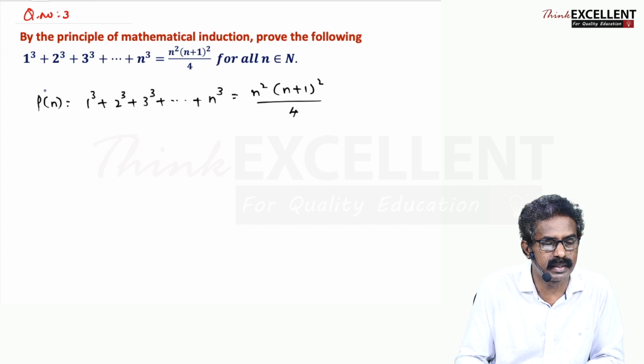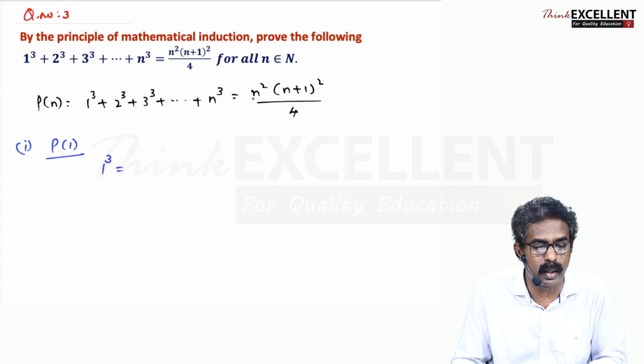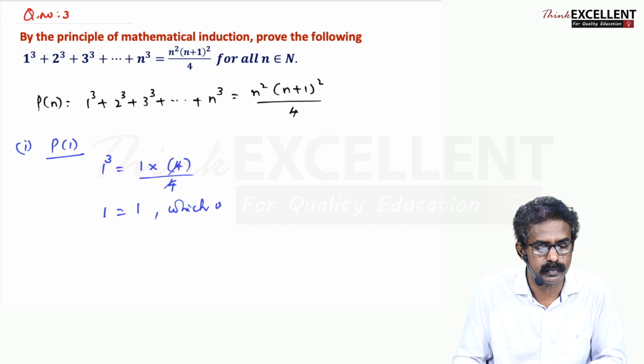3 steps. The first step is P of 1. We have to prove P of 1 is true. Left side, you take the first number. What is the first number? 1 cube. Right side, wherever n comes, you put 1. So 1 square, it is 1. 1 plus 1, 2. 2 square, 4 by 4. 1 cube is 1. 4, 4 cancel, you are getting 1. 1 equal to 1, which is true, right? Therefore, you can say P of 1 is true. So first step over, right?